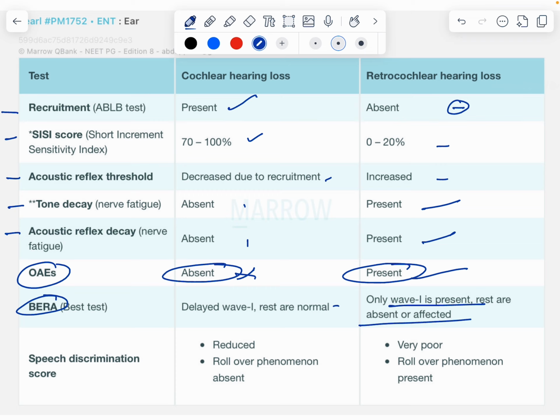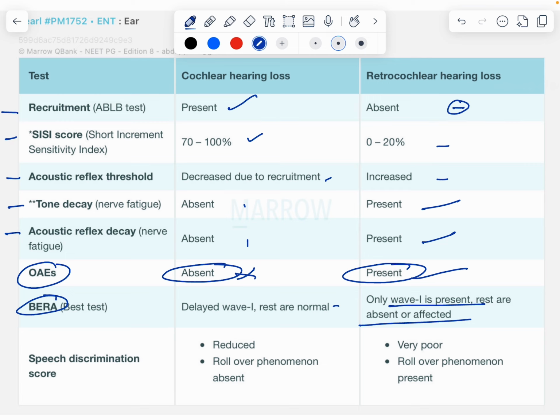We know that BERA does not test the cochlea. That is the concept here. BERA will not test for cochlear function. BERA tests from the eighth nerve to the brainstem. That is the eighth nerve, inferior colliculus, lateral lemniscus, superior olivary nucleus, cochlear nucleus. All these things will be measured by BERA.